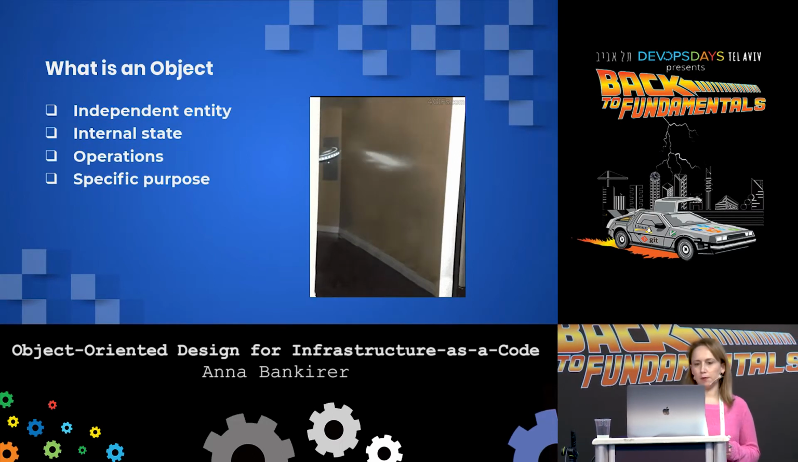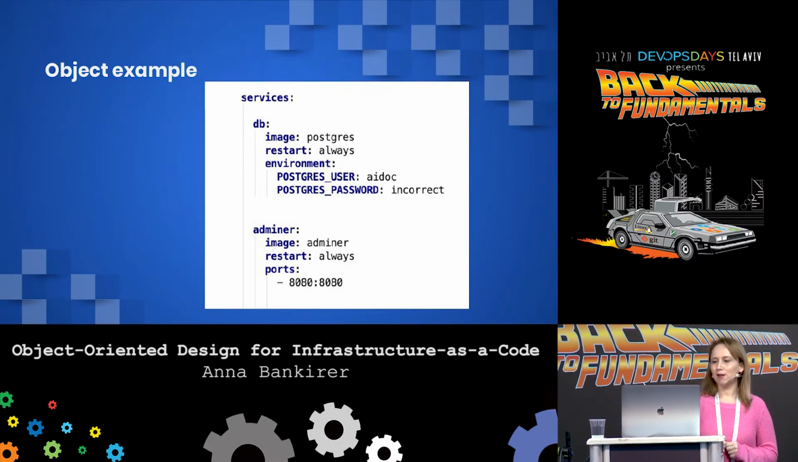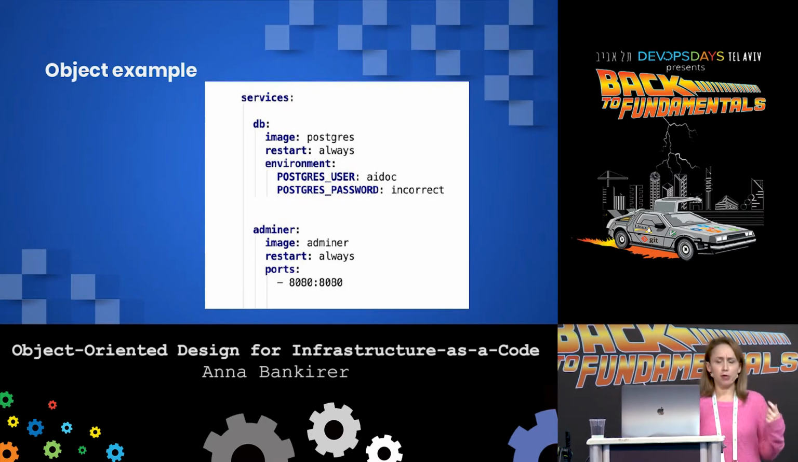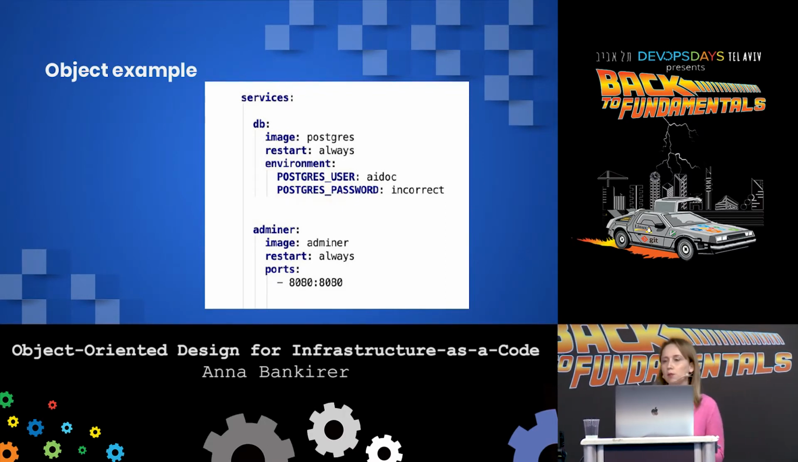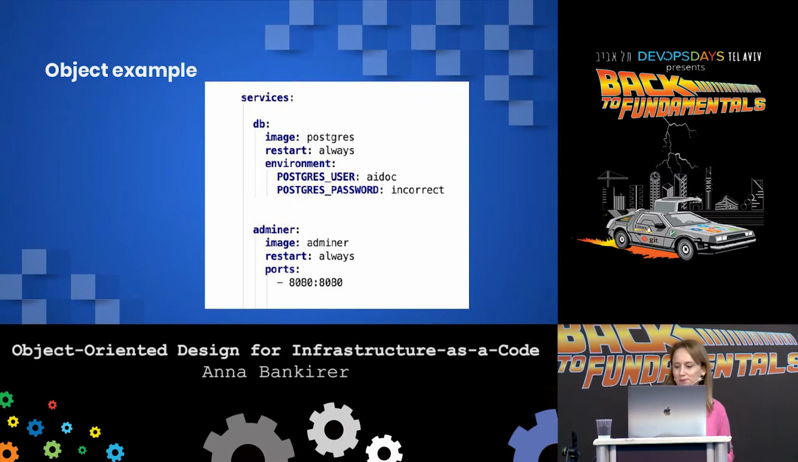So let's look at an example. Now, what you see here is a very simple Docker Compose configuration. Now, Docker may not be the first thing that comes to mind when speaking about OD, but I think it's a very good example that demonstrates the concept of an object, because a Docker container is an independent entity. It has an internal state. It even has a type in the form of a Docker image. It defines clearly how it interacts with the outside world, and it has a very clear purpose. In this case, you have two objects. One is a DB service, and another one a simple admin service for the DB.